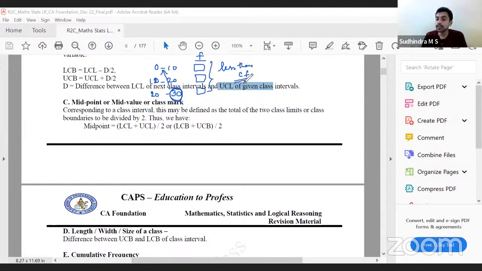Less than cumulative frequency. How do we get less than cumulative frequency? Add up the frequencies from the beginning. From the beginning, if you add up the frequencies, we get less than cumulative frequency.